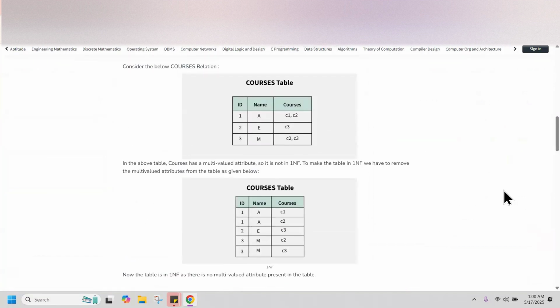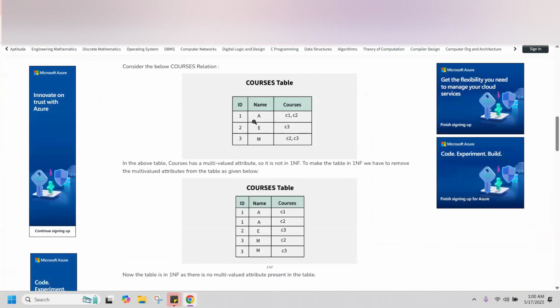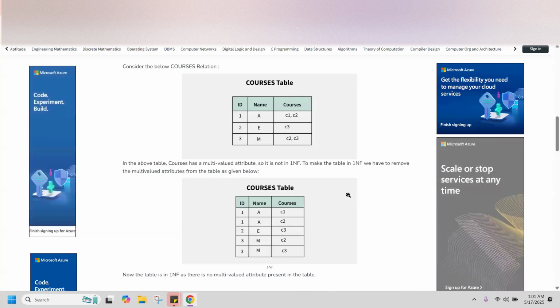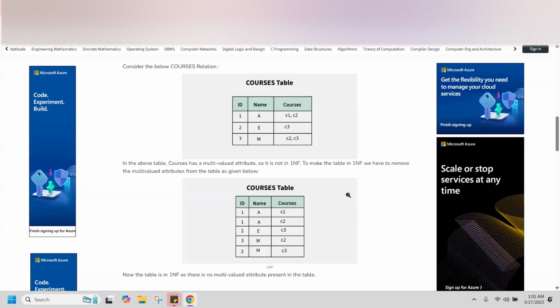Okay. What do you observe in the first table and second table? Course ID is 1, name is A, course is C1, C2. Just observe the first and second table. Just compare. What is the differentiation? Are these values the same, or do you observe any differentiation? Forget the records. The content, the information.